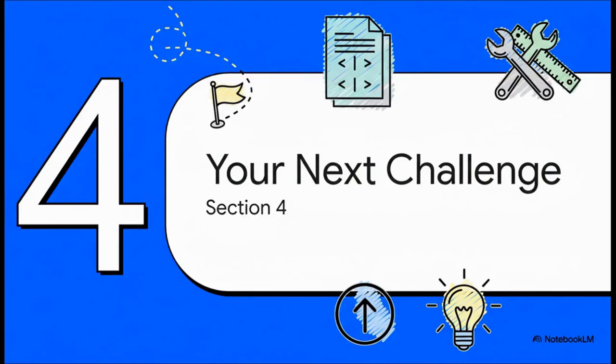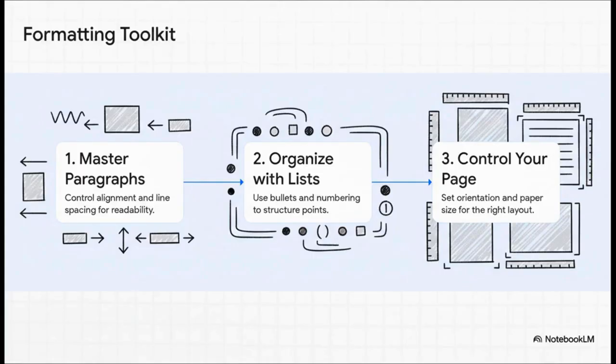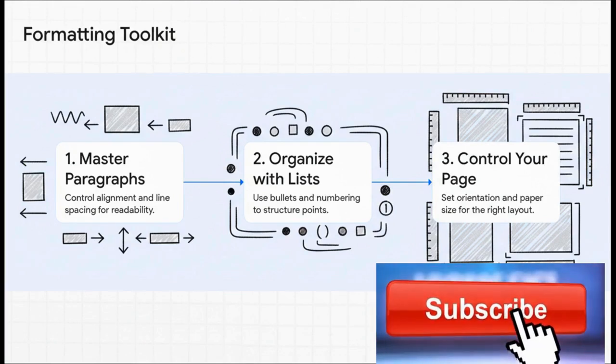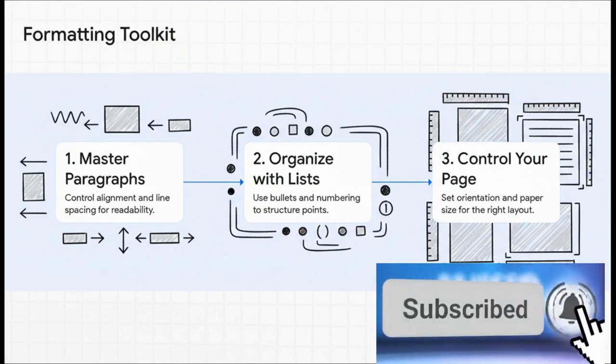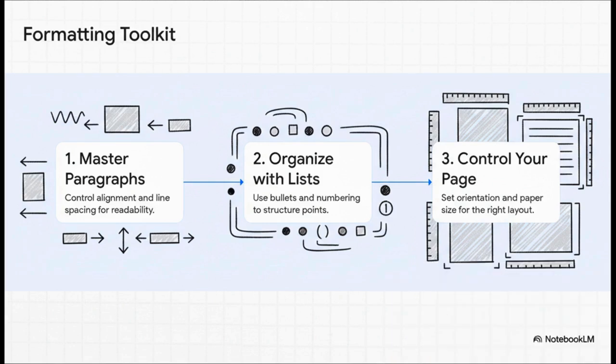Wow, we have covered a ton of ground in just a few minutes. You seriously now have the core skills to make your work look structured and incredibly polished. Let's do a super quick review, and then I've got a little challenge for you. So here it is, your new formatting toolkit. Number 1, you can now master your paragraphs with alignment and spacing. Number 2, you can organize all your key ideas with bullets and numbers. And number 3, you know exactly how to control your entire page with orientation and size settings. These 3 things, they're the foundation of any great-looking document.